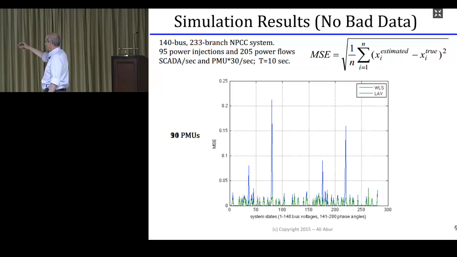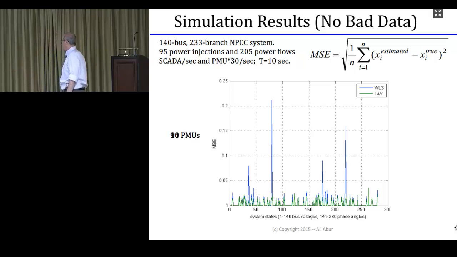So we tested it with 14 PMUs, which is about 1 every 10 buses in a 140 bus system, and then with 30 PMUs, 60 PMUs, 90 PMUs. As you keep increasing the number of PMUs, the performance gets better. And in all cases, LAV performed well. These green ones are the LAVs, and these are the buses here, basically 140 plus another 140, because we are looking at voltages and phase angles as variables here.